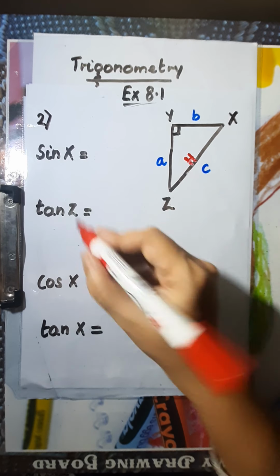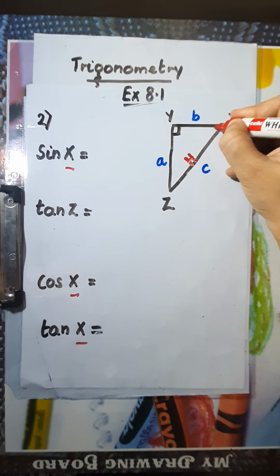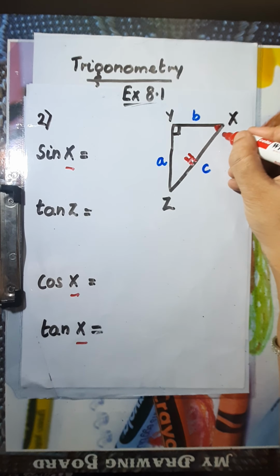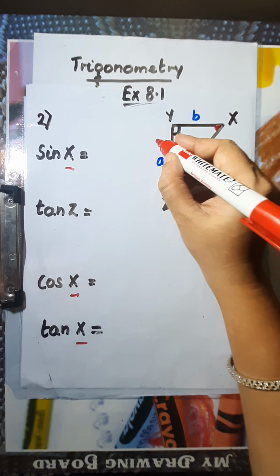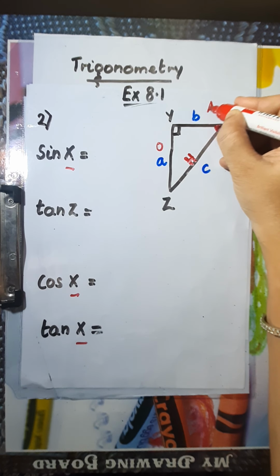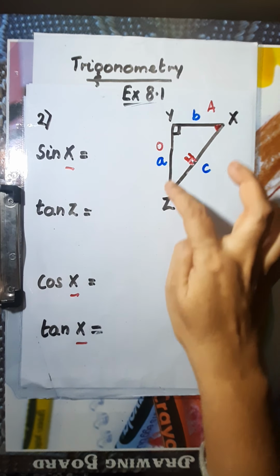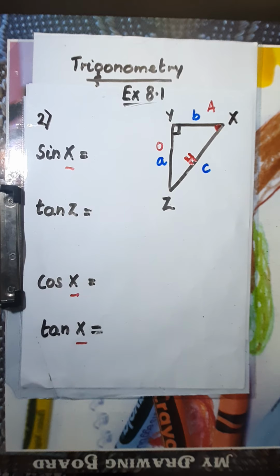Right. Now, first we will look at angle X. This is my angle X. For this angle X, this side is opposite and this side is adjacent. Correct? For X, opposite and adjacent. It is different that they have been given measures, but we'll see to that later.